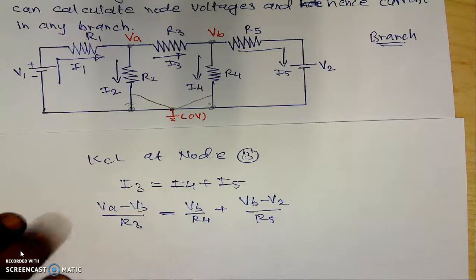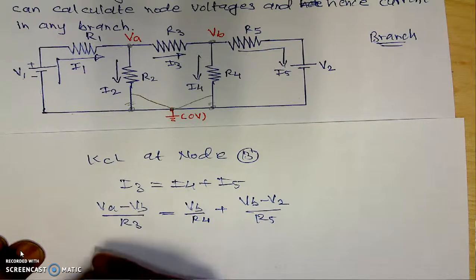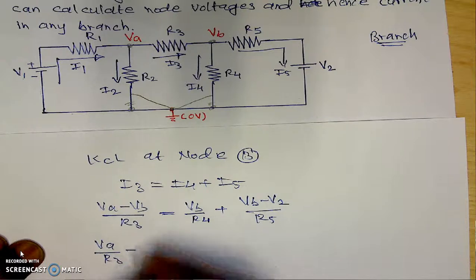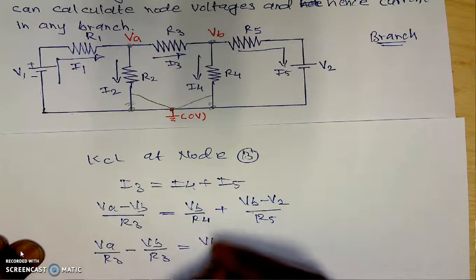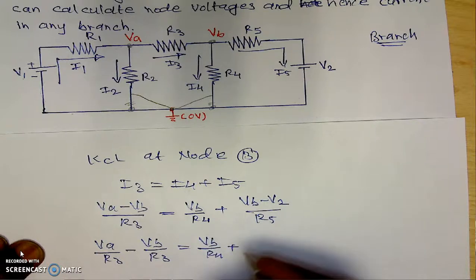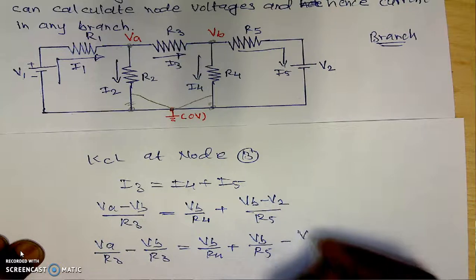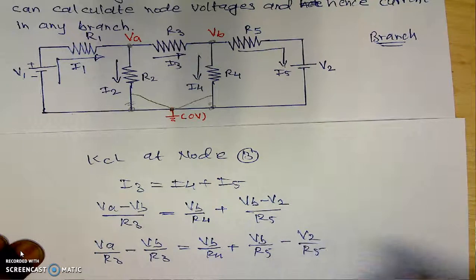Now here in this case again we will separate the terms and we will find out the equation, that is VA upon R3 minus VB upon R3, which is equal to VB upon R4 plus VB upon R5 minus V2 upon R5. We will separate the terms. I will shift these two terms, VB and VB, on the left hand side.